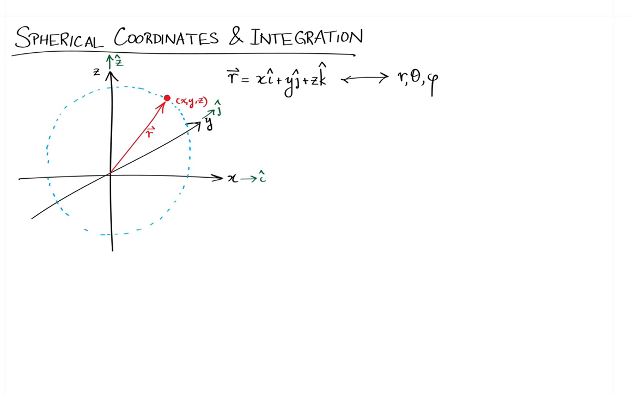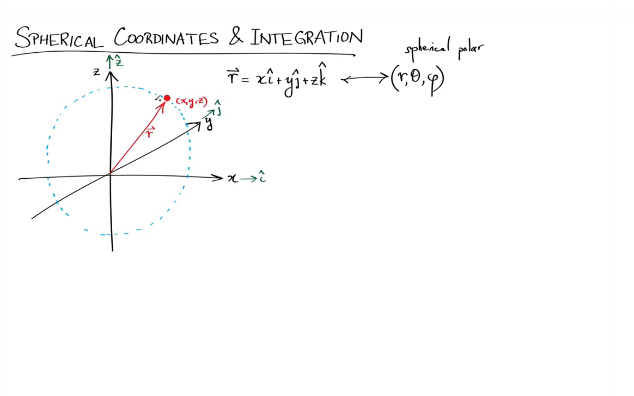So what I want to be able to do is somehow go from the Cartesian coordinates to these angular or spherical polar coordinates. I'll usually just call them spherical coordinates, r, theta, and phi. So how do we go from one to the other?